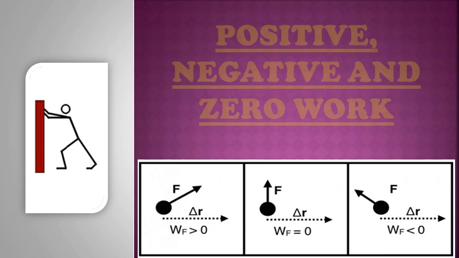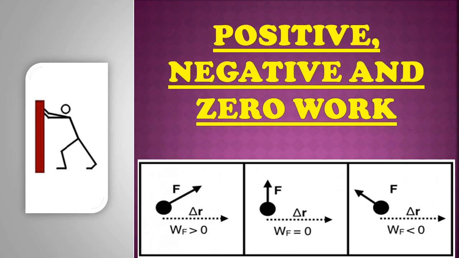So let's see, student, our today's video is about positive, negative and zero work. In our previous video of science we saw what work done is, and all the calculation and formula to calculate the work done. And in today's video we shall learn about positive, negative and zero work done. So let's start the video.